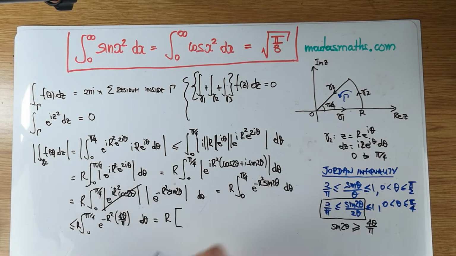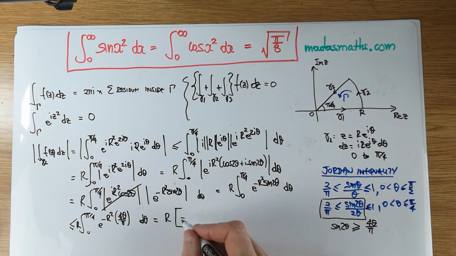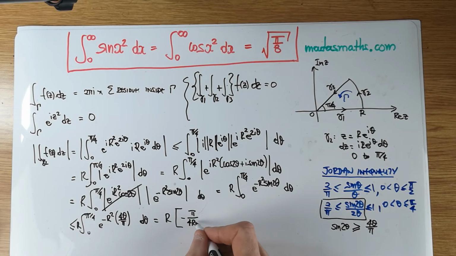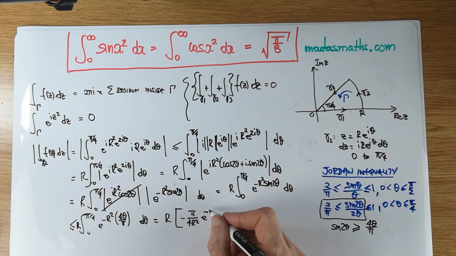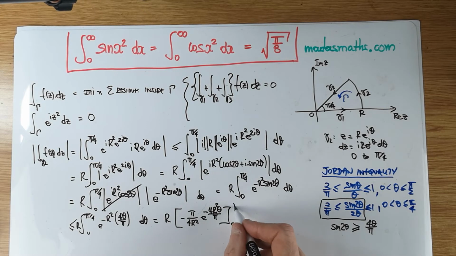Let's put the limits with respect to theta, so it's going to be a minus, this is flipped upside down, a pi over 4 r squared, and e to the minus 4 r squared theta over pi, from 0 to pi over 4. What happens next?